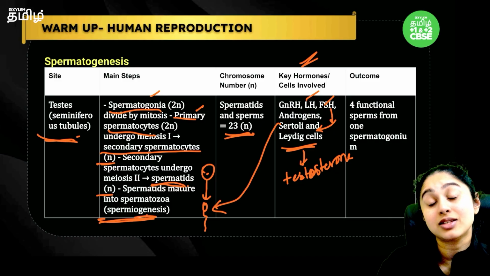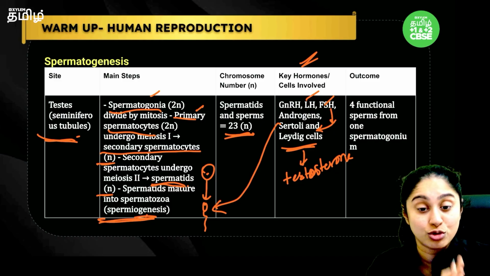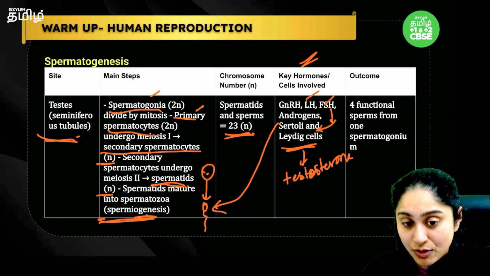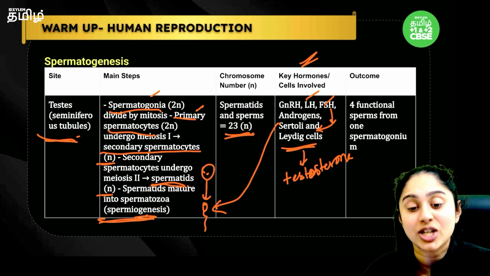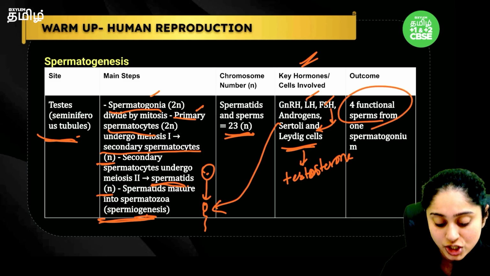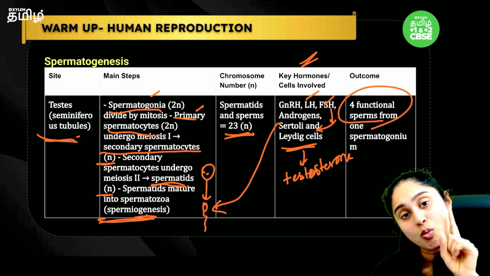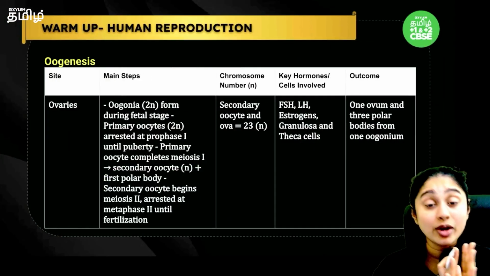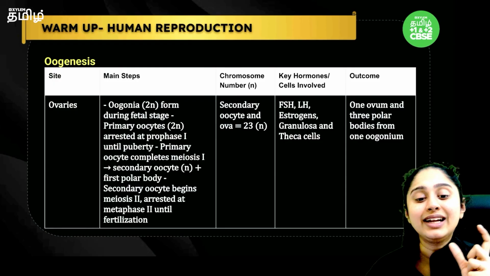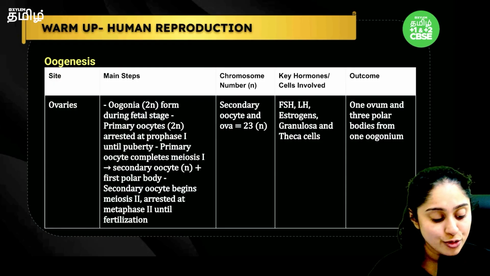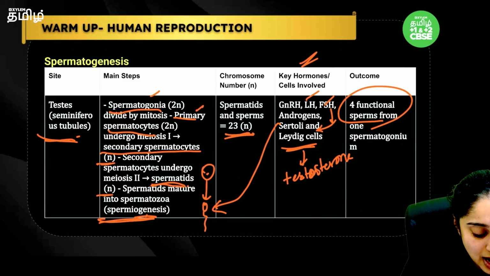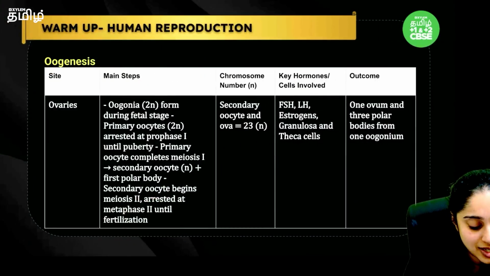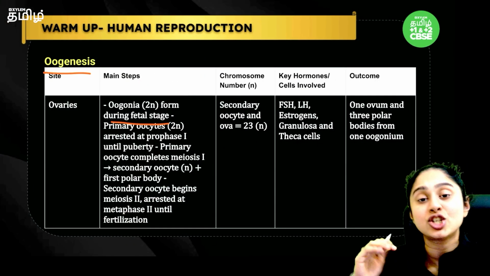Now this again is a very commonly asked question in the form of flowcharts as to how the hormones are involved. The outcome of spermatogenesis is that we will have 4 functional sperms coming from one single spermatogonium. Now when you look at oogenesis, there are slight differences that you have to remember. Firstly, spermatogenesis will start only at puberty, but oogenesis starts at the embryonic stage itself.